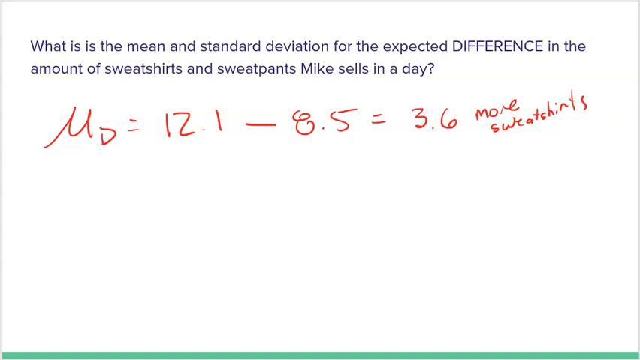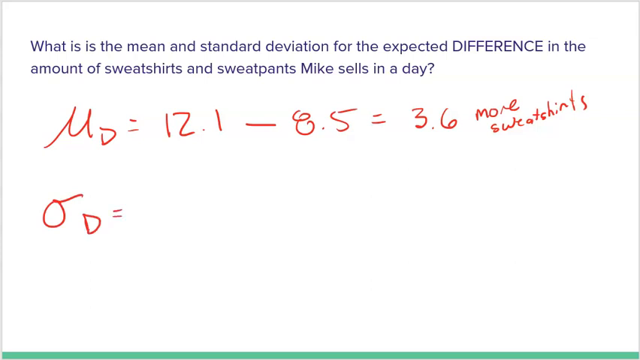But that difference could vary. Like some days he could sell slightly less sweatshirts, slightly more sweatpants. So the difference is a random variable, right? Just like the total is a random variable. Some days he might sell more of both. Some days he might sell less of both. But again, the numbers could vary. So it's not always going to be 3.6. Could be a little more, could be a little bit less. And that's where standard deviation comes in.